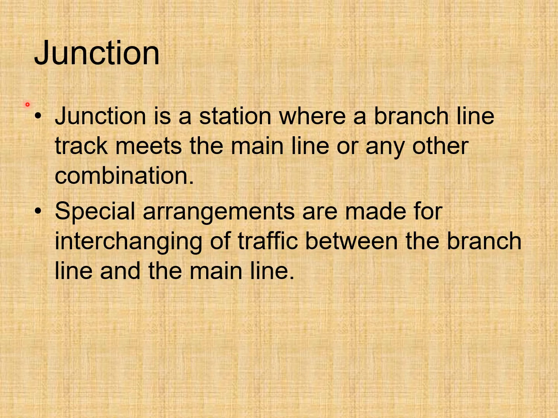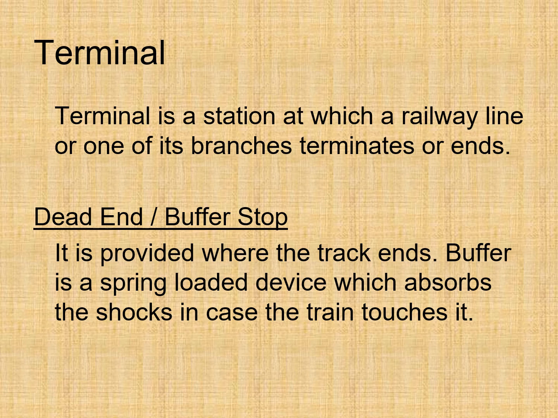Junction. I'm sure you have heard this word junction. A junction is the station where a branch line track meets the main line or any other combination. Special arrangements are made for interchanging of traffic between the branch line and the main line. Terminal. A terminal is a station at which the railway line or one of its branches terminates or ends.